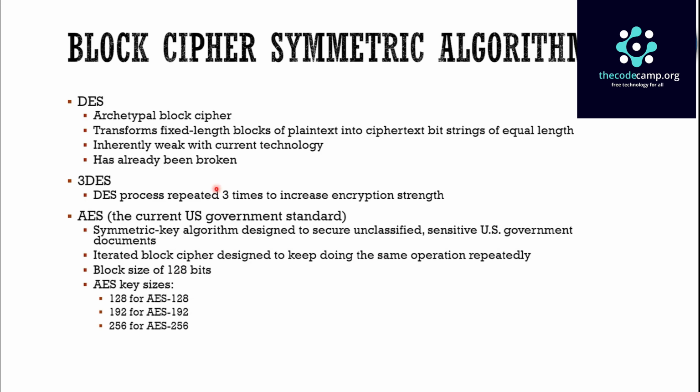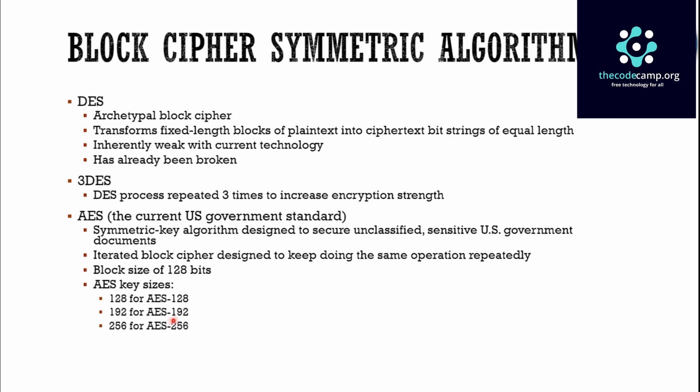Now we have the Advanced Encryption Standard, AES. It's the current US government standard. It is a symmetric key algorithm. It's designed to secure unclassified sensitive US government documents. So again, we do blocks, but we keep the same operation going repeatedly, and the block sizes are 128 bits. And then AES can have different key sizes. So you see a little pattern here? If it's AES 128, it means the key is 128 bits long. Or if it's AES 192, well, the key is 192 bits long, etc.